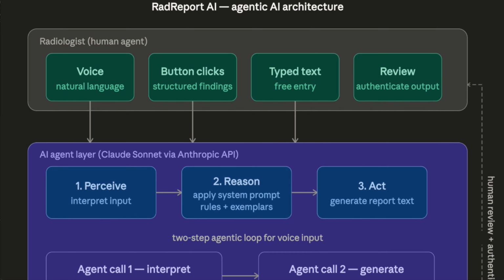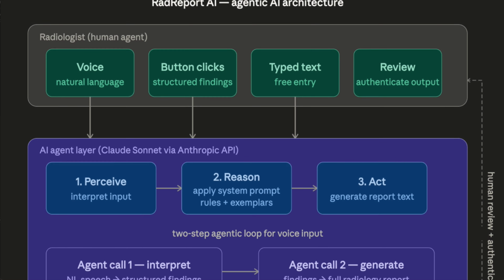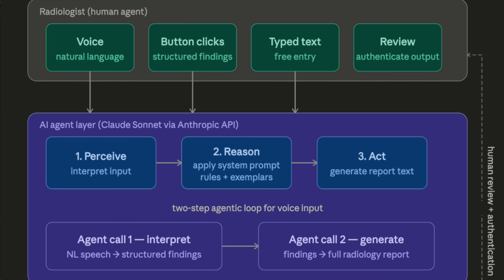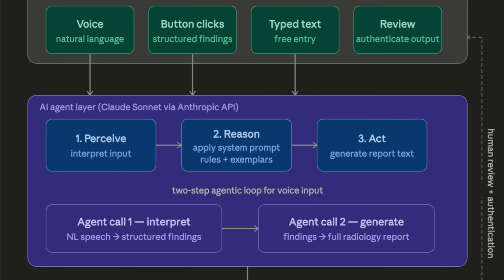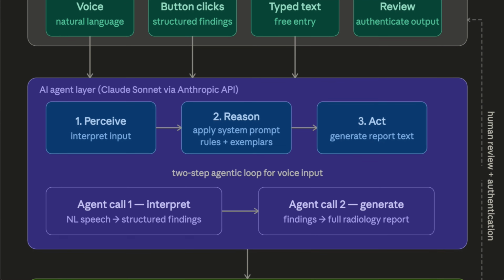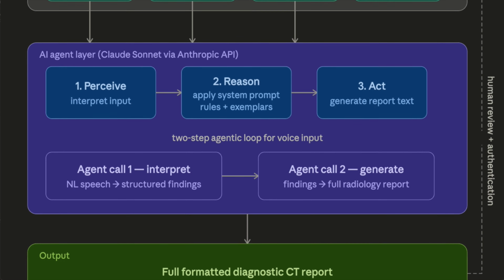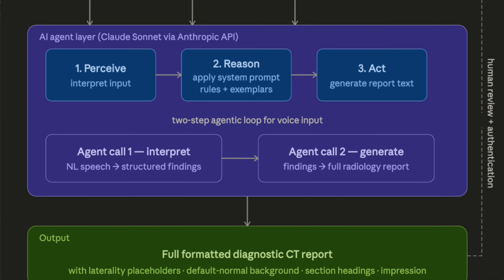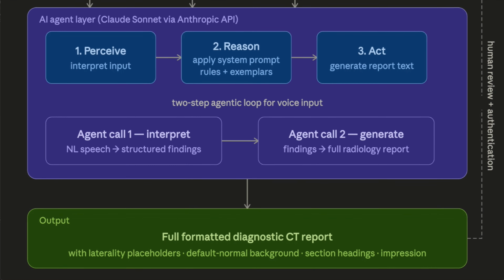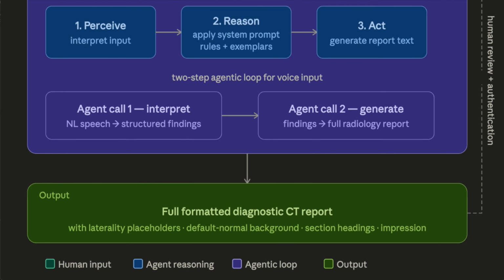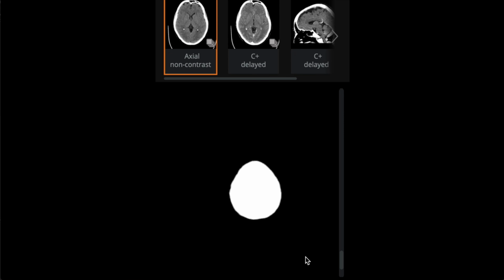So, introducing AI in radiology. With this app, you take voice, button clicks, or typed text as the input, and the agentic AI layer, using Claude, where I've paid for a specific Anthropic API, perceives and interprets the natural language speech, converts it into structured findings, and then generates a full report. That reasoning means you can then act upon it to make this full formatted diagnostic CT report with laterality placeholders and default normal backgrounds, etc. And then that can be made for the radiologist to review, to make them more efficient.